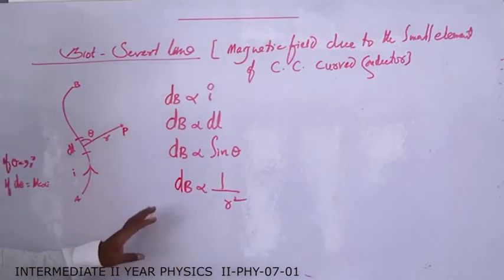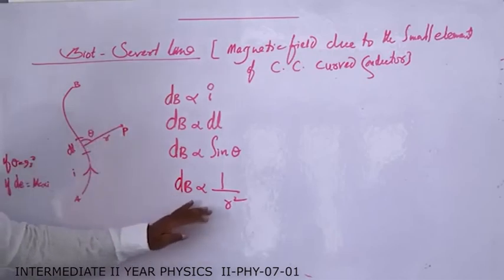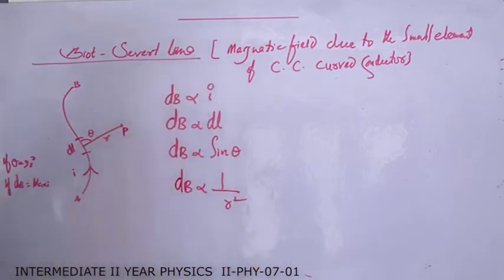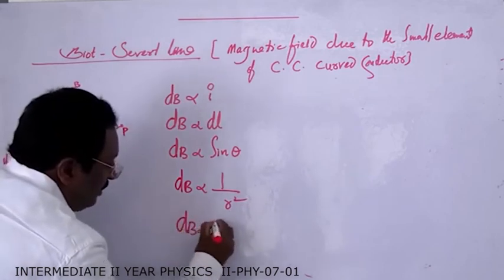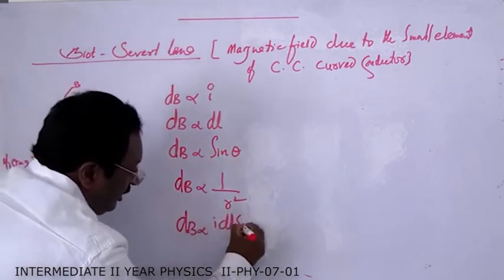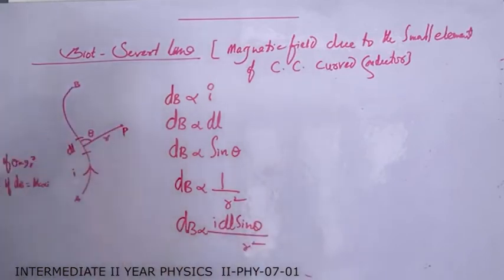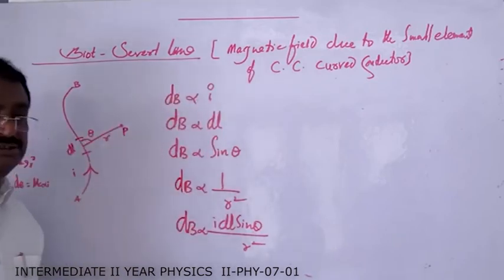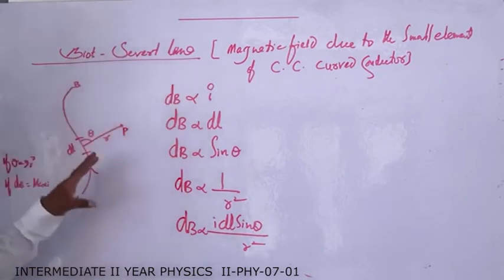So totally, according to the Biot-Savart law, this is an experimental result. It depends upon these four factors: dB is proportional to I dl sin theta by r square. So far there are four factors, but another factor is there which influences the magnetic field, another invisible factor.